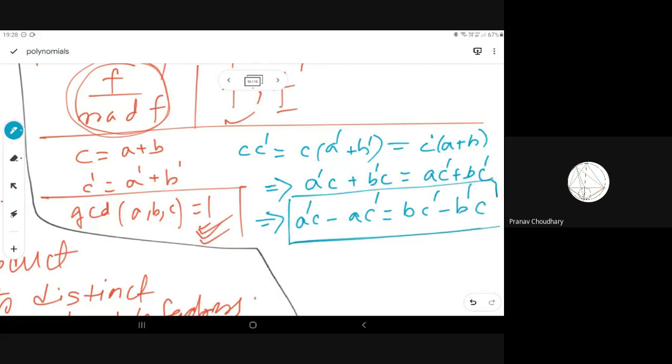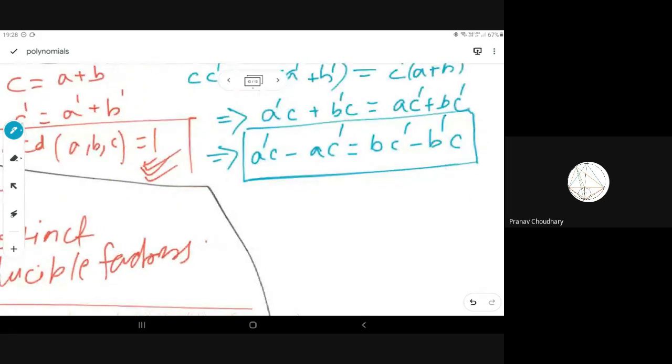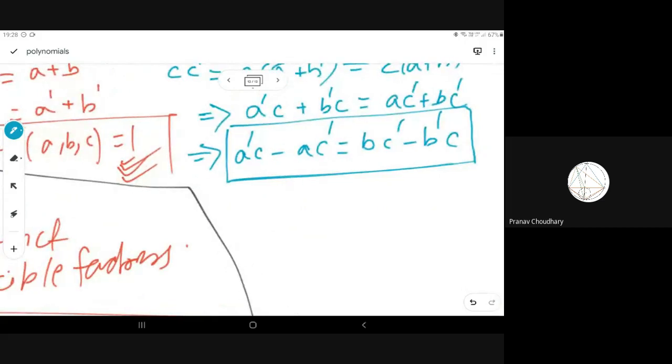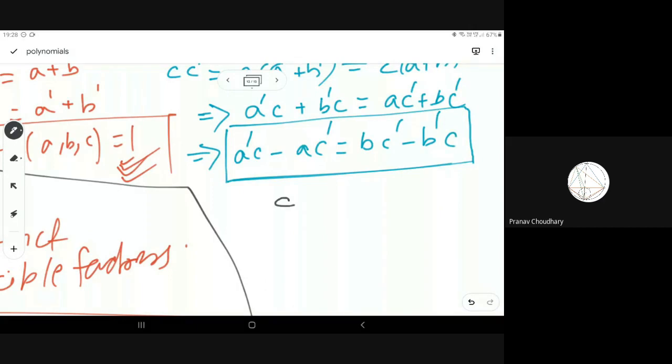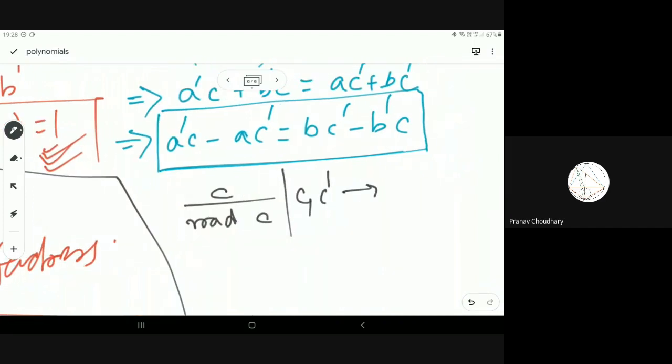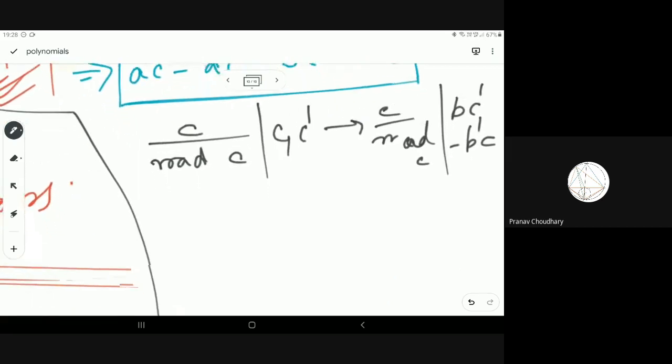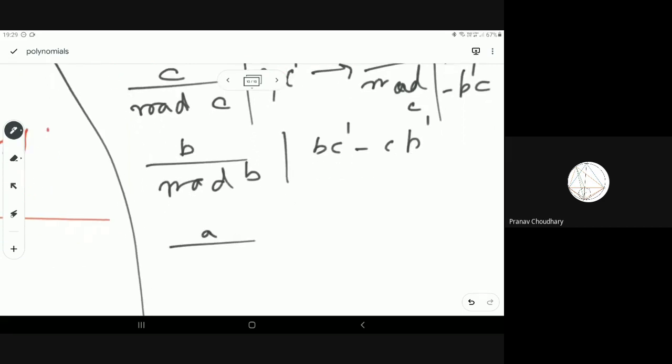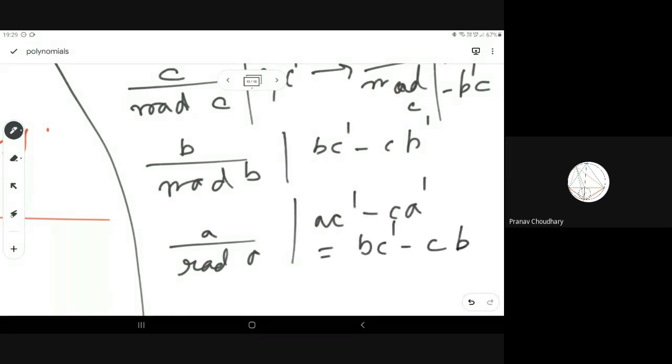So this is something to get you started with. Now note that from what we did earlier, if rad c divides c and c', it also divides any linear combination of c and c', that is, c multiplied by any polynomial plus c' multiplied by any other polynomial. So rad c divides bc' minus b'c. Similarly, rad b divides bc' minus cb', and rad a divides ac' minus ca', which is equal to bc' minus cb'.